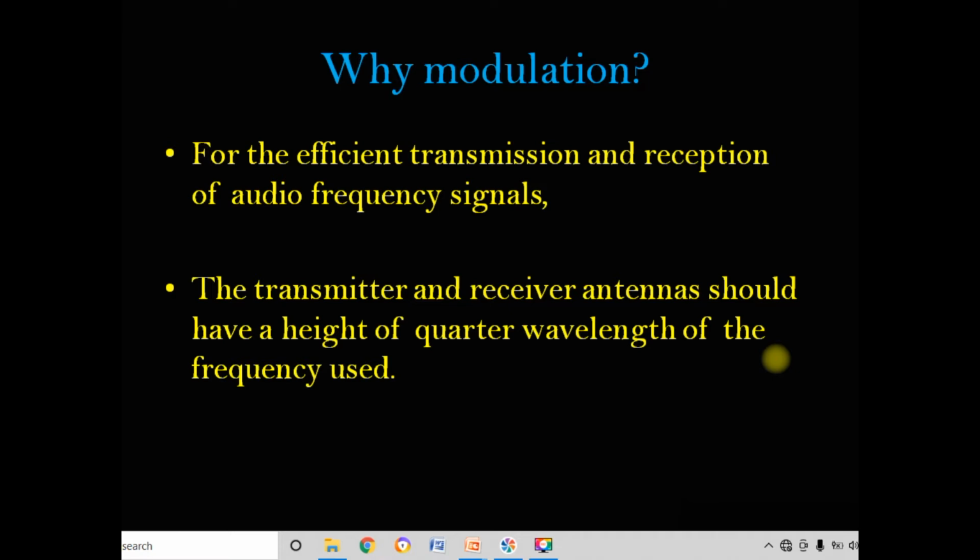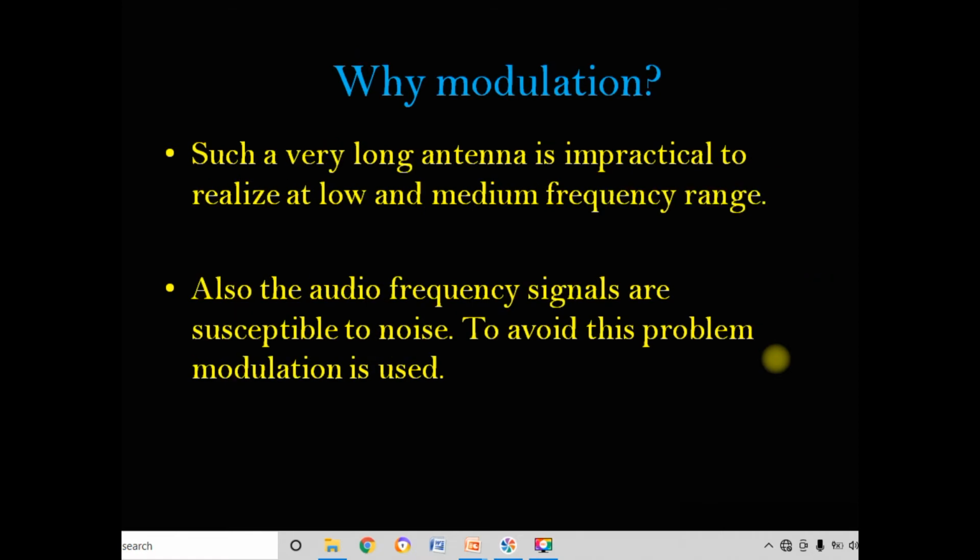Such long antennas are impractical. Hence, we need to increase the frequency of the message signal. One of the ways is to encode the sound information electronically on the radio waves, called the amplitude modulation, or AM.